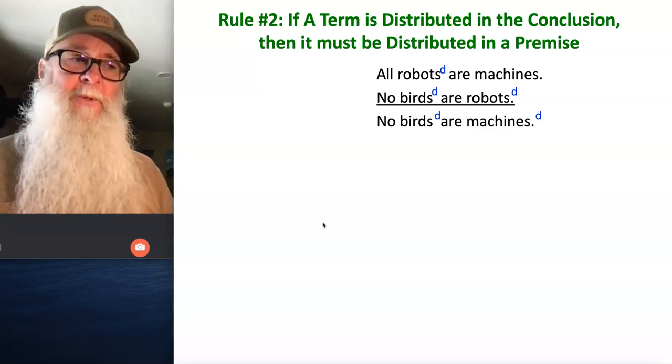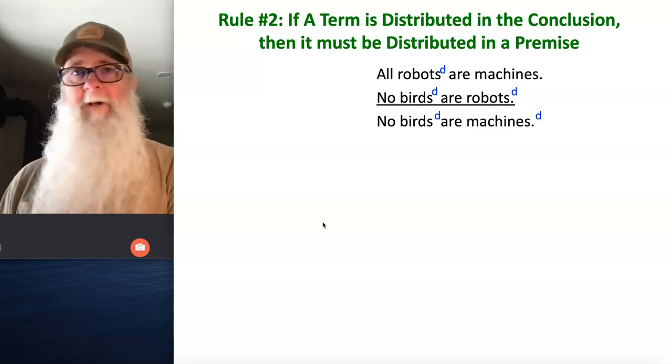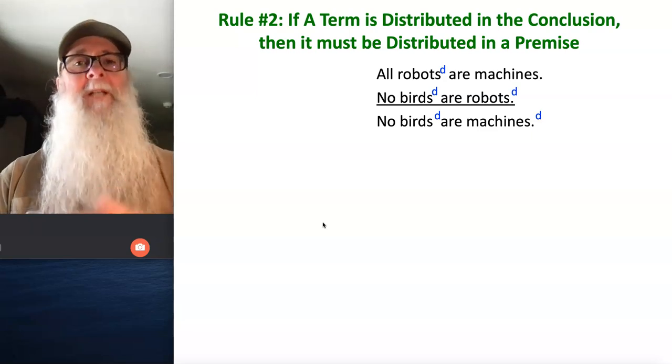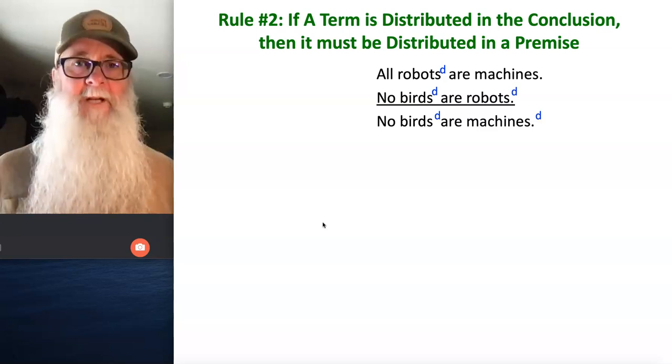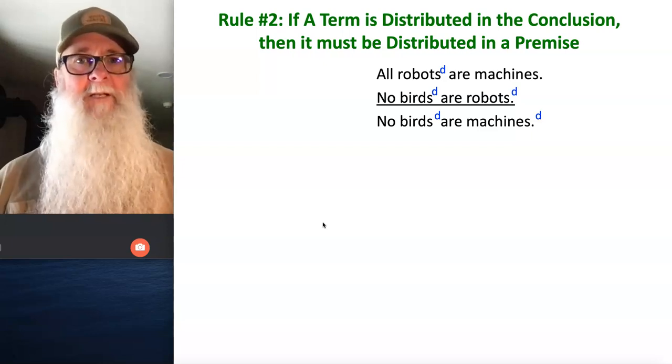Now, when we apply the rules, we apply them in order. We start with 1. If the argument adheres to rule number 1, we move on and apply rule number 2 to see if it adheres to that. If at any point the argument doesn't adhere to a rule, we stop. The failure to adhere to even one rule proves the argument invalid.